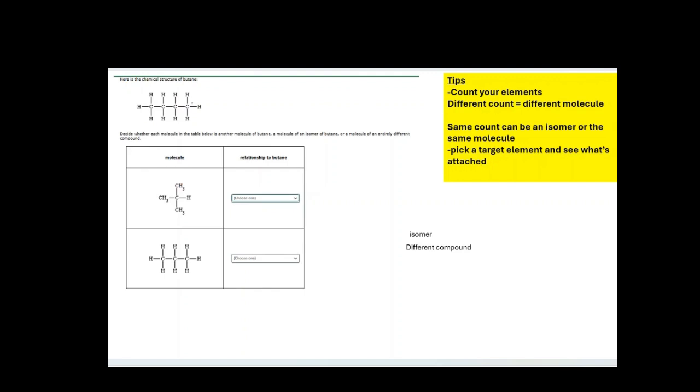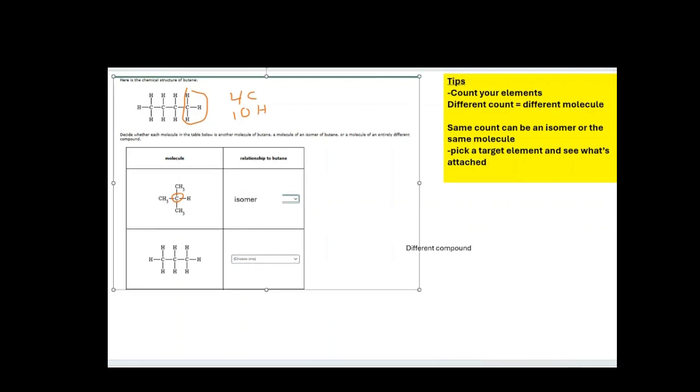So with this one, you have 1, 2, 3, 4. So 4 carbons. So you have a butane with how many hydrogens? That looks like 10 hydrogens. So 4 carbons and 10 hydrogens. And for this one, I'm going to have my target element be this CH3. So I'll focus on what this CH3 is attached to. In this compound, I can easily see that all my carbons are attached to a hydrogen in some fashion or form. And this carbon right here, I see is not attached, but the count still matches up. So in this case, I can immediately tell that this is going to be an isomer.